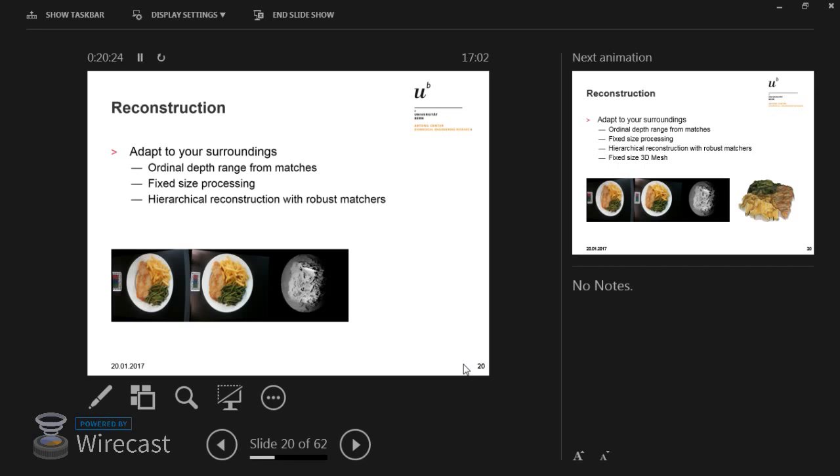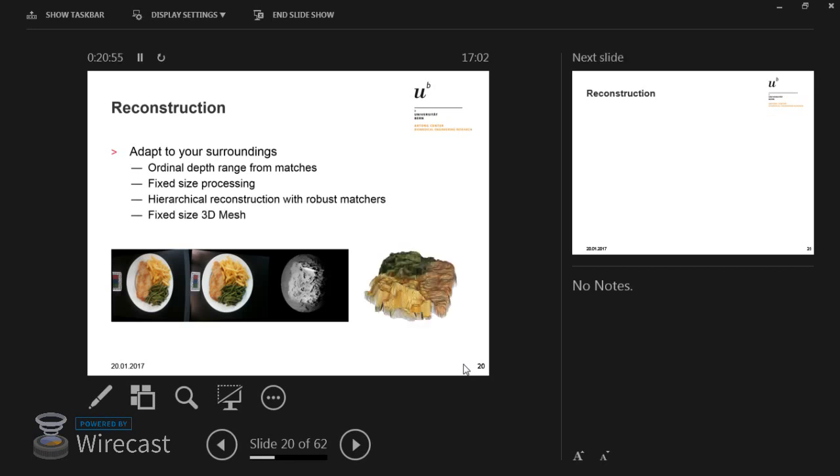We fix the size of the area of the plate when we do the depth estimation, so that we are always approximately at the same scale between the different runs. But that's combined with a hierarchical reconstruction, which itself will look at multiple scales on this fixed size object. So we really capture a lot of things, but always more or less aligned between the different runs of the software.